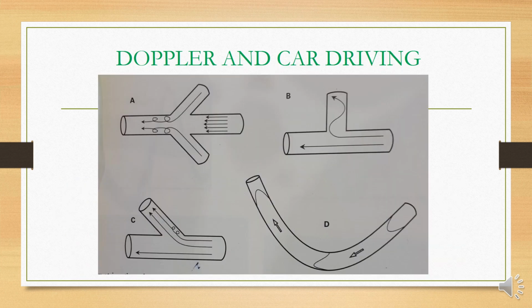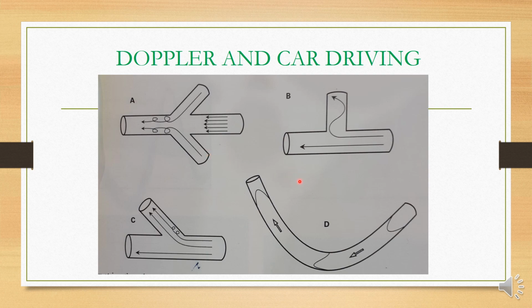It is very interesting to know that Doppler physics and car driving on a road are almost similar. Suppose this is a road and the traffic is moving. The car which is on the outer side will have a good velocity, whereas the cars on the inner aspect of the road will have a slow velocity and turbulent flow. Similarly, at the branching of the road, there will be more turbulence and slower velocity on the inner aspect.